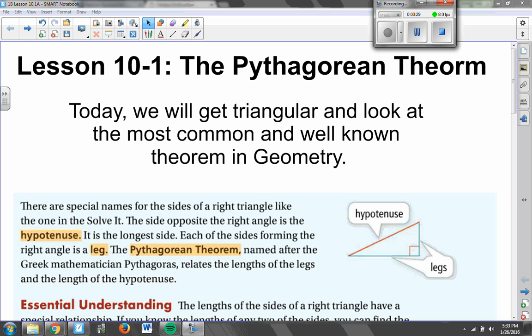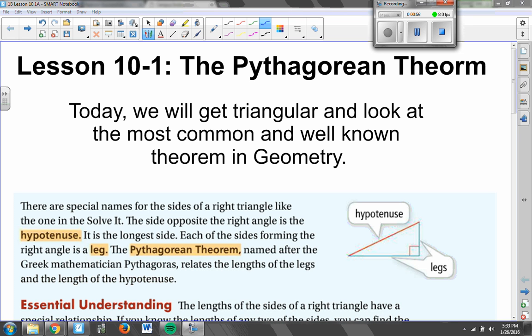We're going to look at triangles and the most common and well-known theorem in geometry called the Pythagorean theorem. It's something I believe you have already talked about, already learned about, but we're going to do it again in this class and see how it applies to square roots and radicals. A couple vocabulary things before we get going.